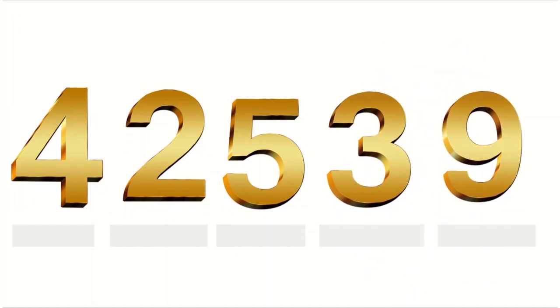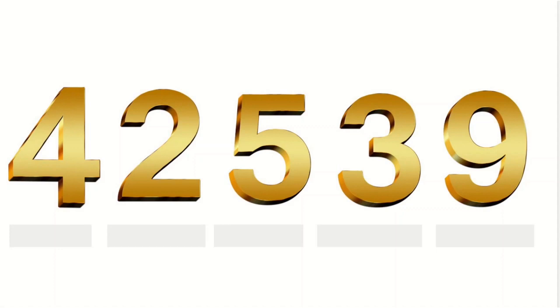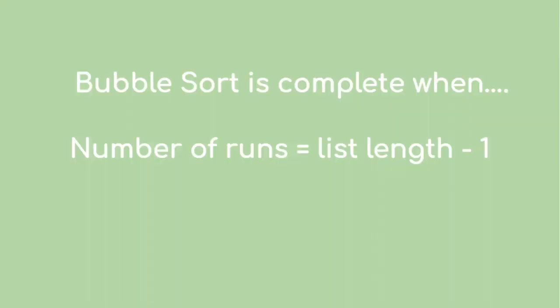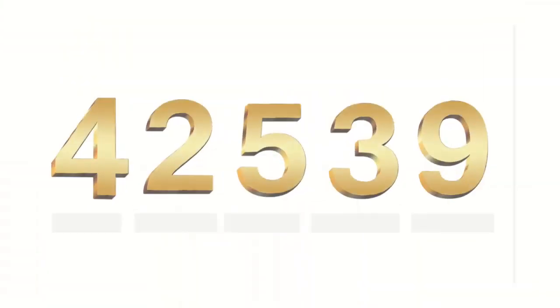Now, I know what you're thinking. You've gotten to the end of the list, but why isn't it in order yet? Well, that's because we have to repeat the process a certain amount of times. And how do we know how many times to repeat the process? Well, the answer is it depends. In a bubble sort, the number of times we pass through the list is one less than the length of the list. In this case, our list has 5 cards, so we repeat the process 4 times. We've already completed it 1 time, so it looks like we have 3 more runs to go.